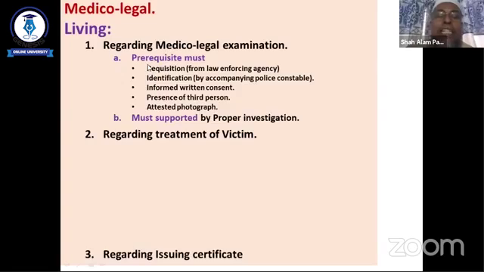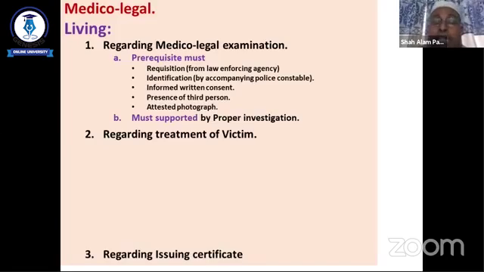That is, requisition from a law enforcing agency, that is, requisition from a police officer not below the rank of sub-inspector, or from the court or magistrate. Second is the identification of the victim by the accompanying police officer or constable. Then informed written consent. Remember the term informed written consent. Why written consent? It is very much important. You have to identify it, and record the indication of informed consent.